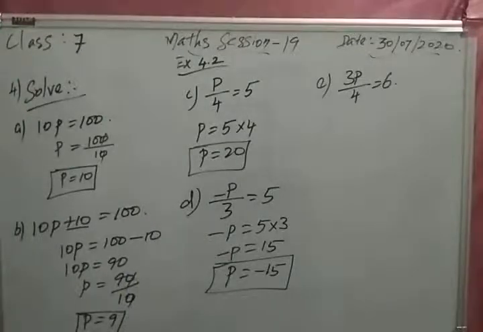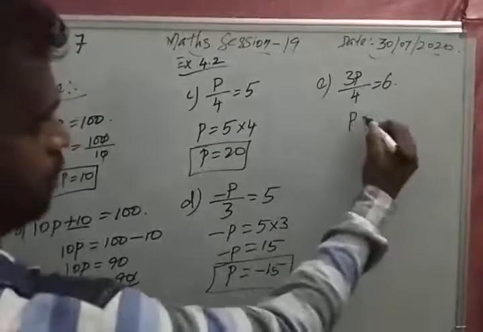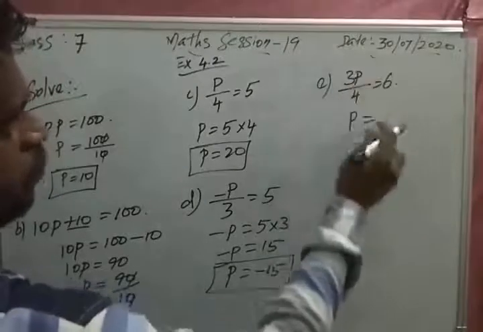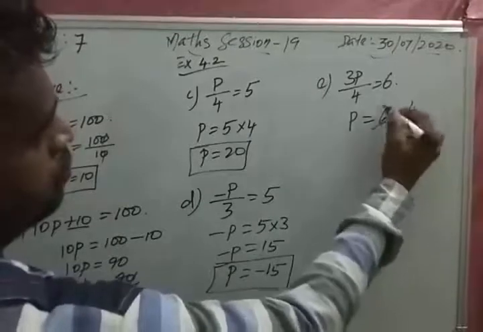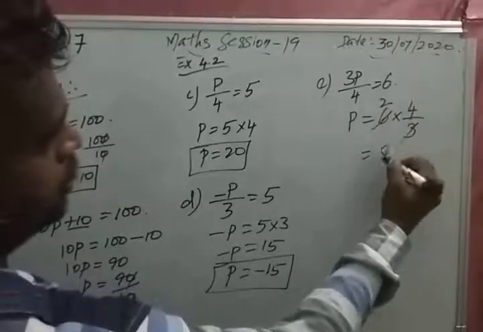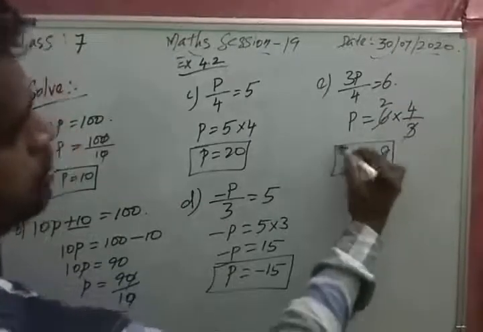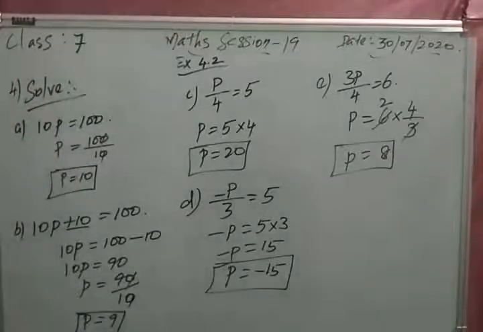Here also we can do directly. P is equal to what we can take? This 3 by 4 we can take to the reciprocal, multiply by 4 by 3. 2 which is equal to 4, 2s are 8. Then P is equal to 8. If you want to go step by step also you can do it. If you do directly also no problem for me.